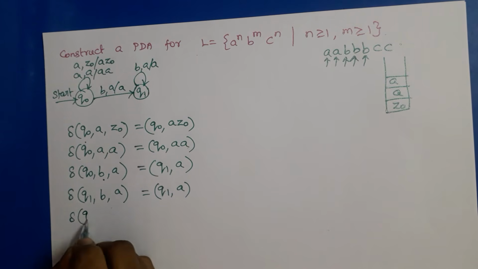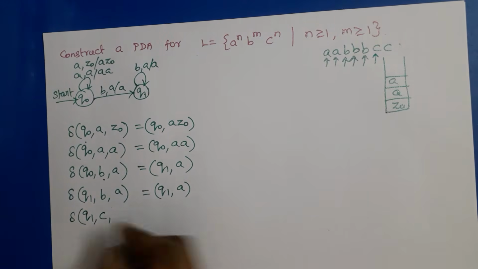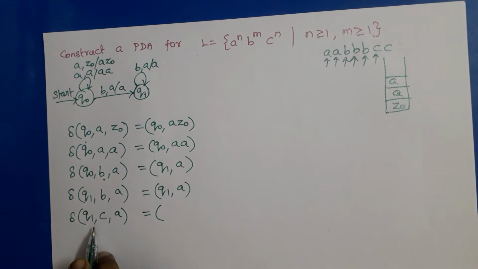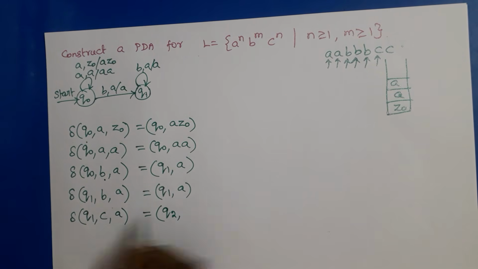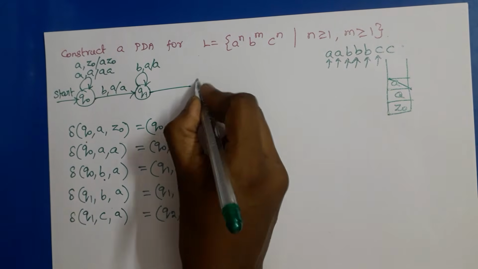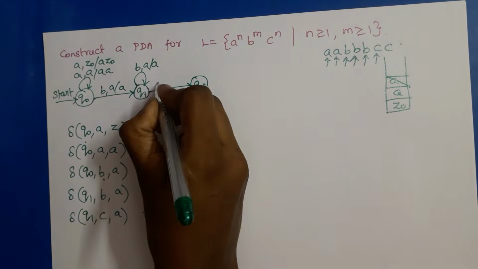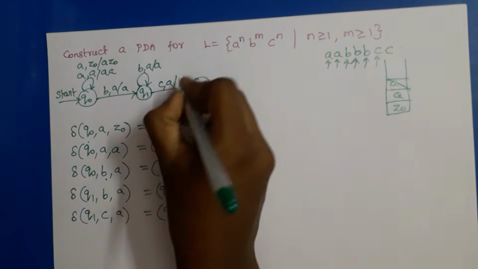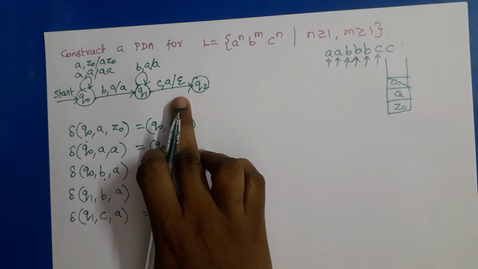Next, we are in state Q1 and the current input is C. The top of the stack is A. That means we have to pop one A, right? So we need to go to another state Q2 and A should be popped from the stack. So Q1 to Q2, draw an edge, and that edge is labeled by C comma A slash epsilon. This is for popping one A from the stack.